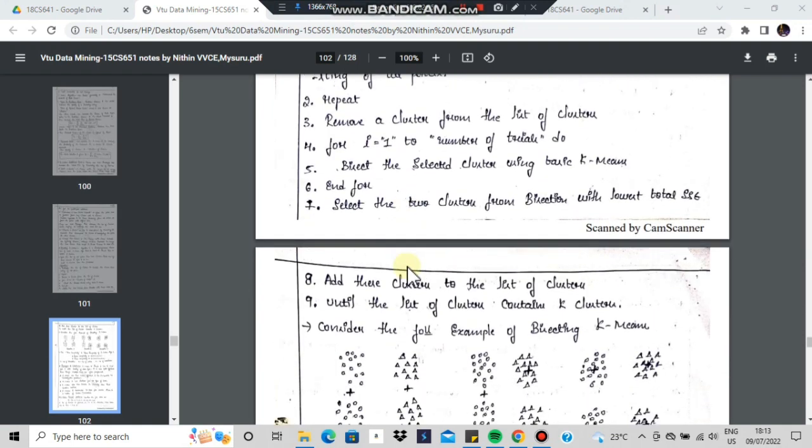Okay, and add these clusters to the list of clusters. After we have bisected and seen which one is more efficient, we'll add them. If the bisection was more efficient, or the original one was more efficient, we'll add that respectively to the original clusters, until the list of clusters contains k clusters. We'll do this until k clusters are assigned. So don't stress more on it.